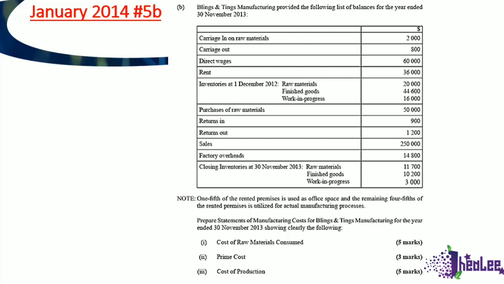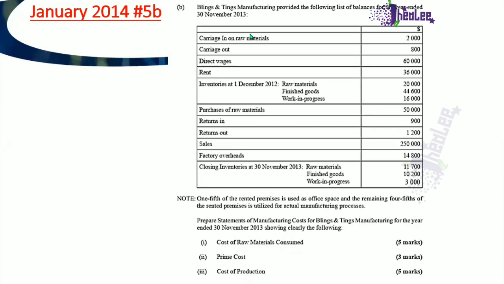Another thing is that you have to look out for any accruals, any prepayments, any depreciation. So you have to look out for your adjustments. In this question, there is no adjustment. But just note, you have to ensure that you read your question carefully. You're required to prepare statements of manufacturing costs for Blings and Things Manufacturing for the year ended November 30th, 2013. You're required to show the following costs clearly: cost of raw materials consumed, prime costs, and cost of production.